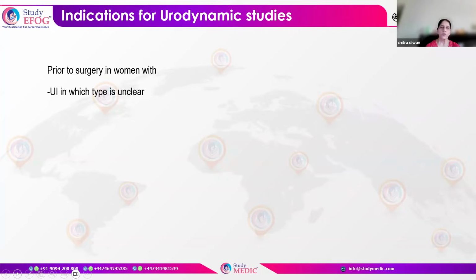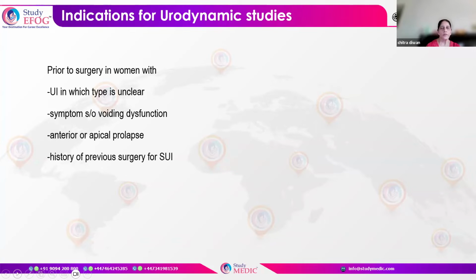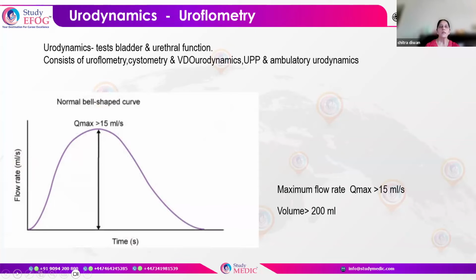It is also done whenever the type of urinary incontinence is not clear, whenever any woman presents with symptoms of voiding dysfunction, or a woman has anterior or apical prolapse. And also whenever there is a history of previous surgery for stress urinary incontinence and the woman comes back to you again with some urinary symptoms. So normally these are the indications for which you will do urodynamic studies. Now urodynamic studies, remember, test the function of the bladder and urethra.